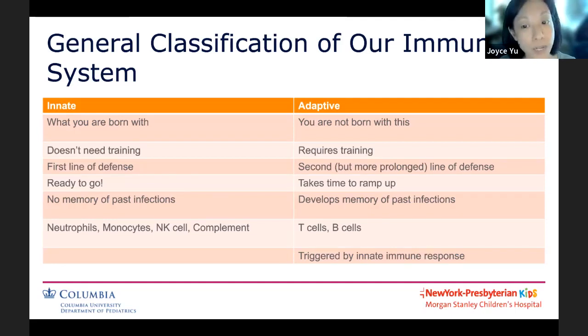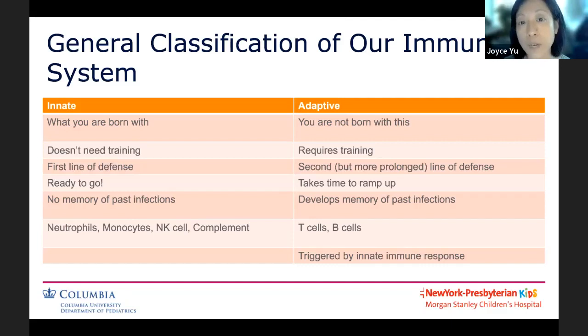But once trained, it can provide a second, more prolonged and more focused line of defense against specific microbes and bugs. But because it requires training and it's a little bit more focused, it does take some time to ramp up. But the good news with that is that it develops memory of those past infections.